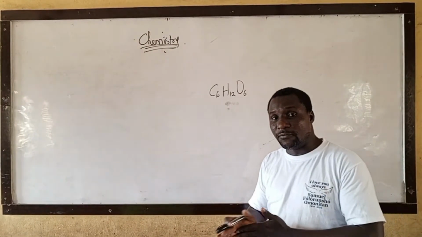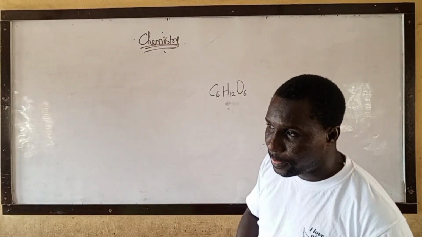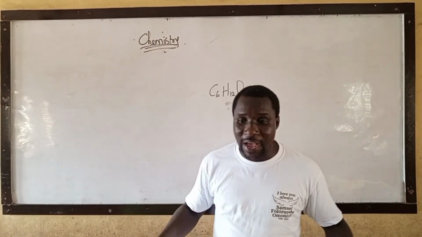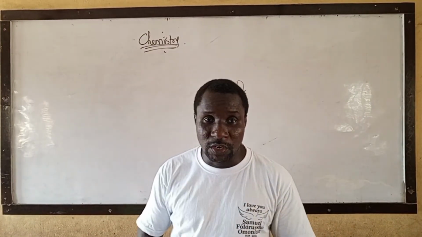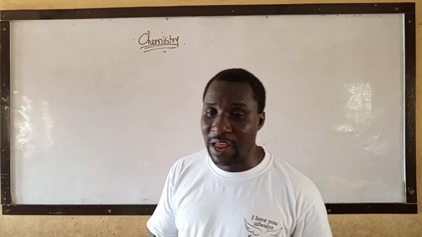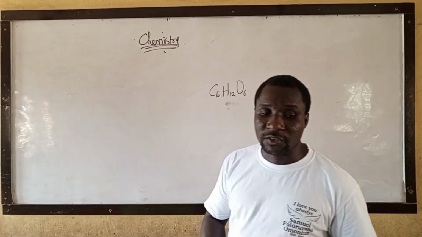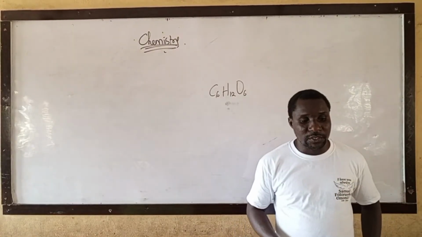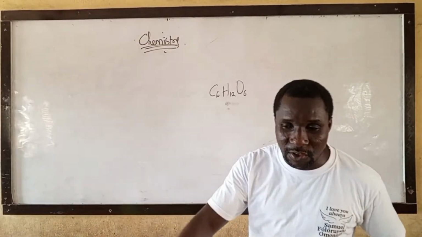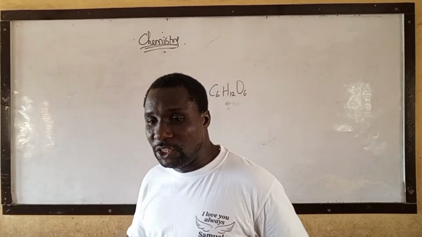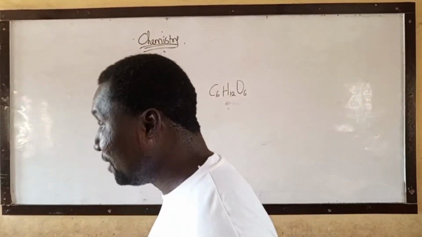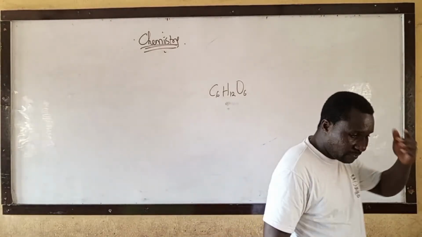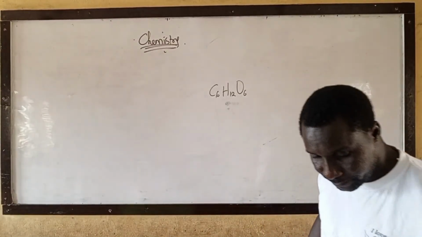There is a way you can identify types of compound. We have 4 types of compound. We have ionic compound, which is known as electrovalent compound. We have molecular compound, which is also known as covalent compound. We have metallic compound, and we have coordinate compound. And I will teach you how to identify those compounds. Okay, let us start.